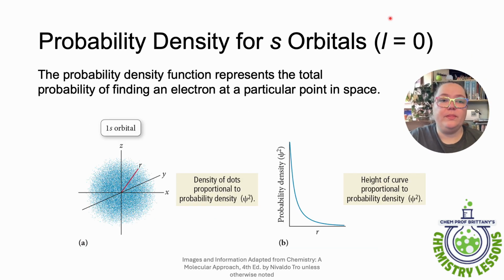So the probability density for our s orbitals, so that would be L equals 0 for our angular momentum, is related to this spherical shape, right? So the probability function represents the total probability of finding an electron at a particular point in space. Our maximum is here, and we decrease as we get further out. And so you can see a graphical representation here.